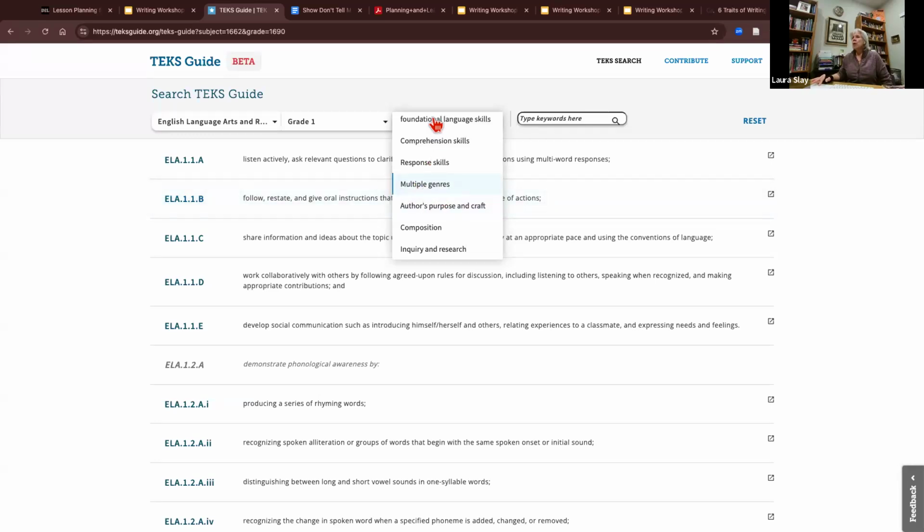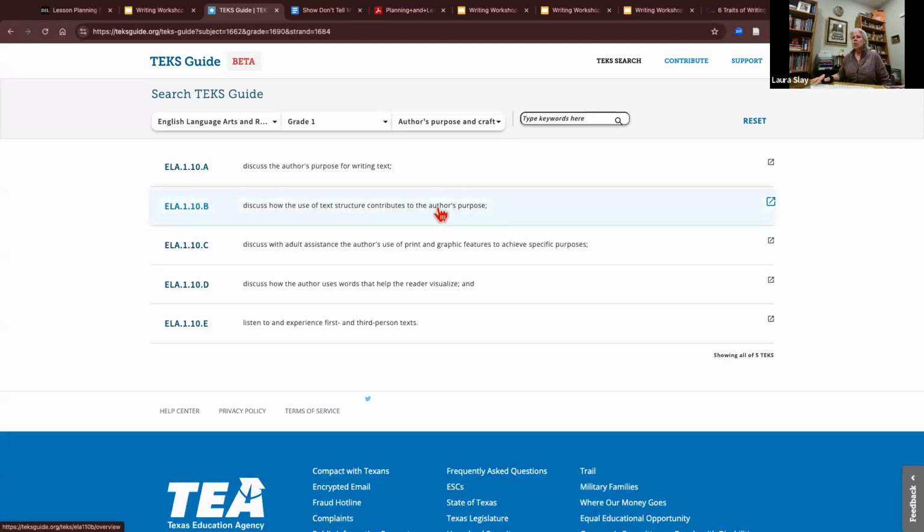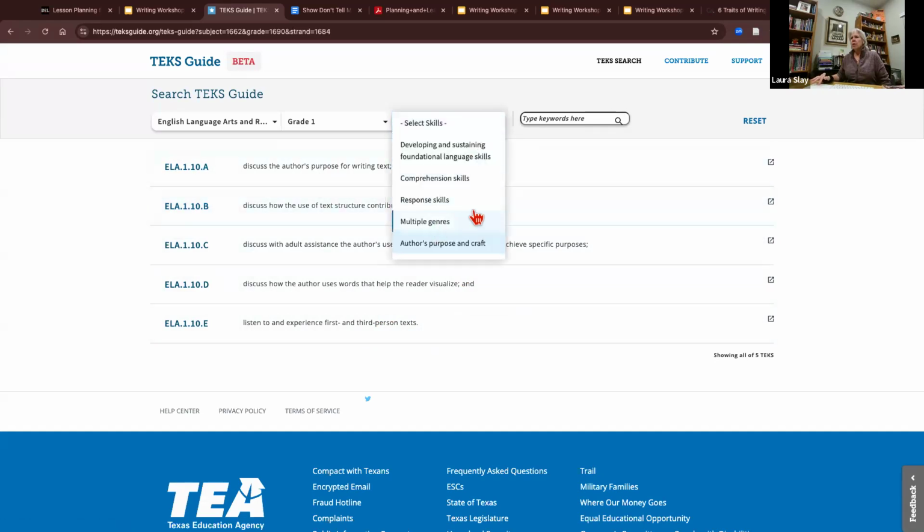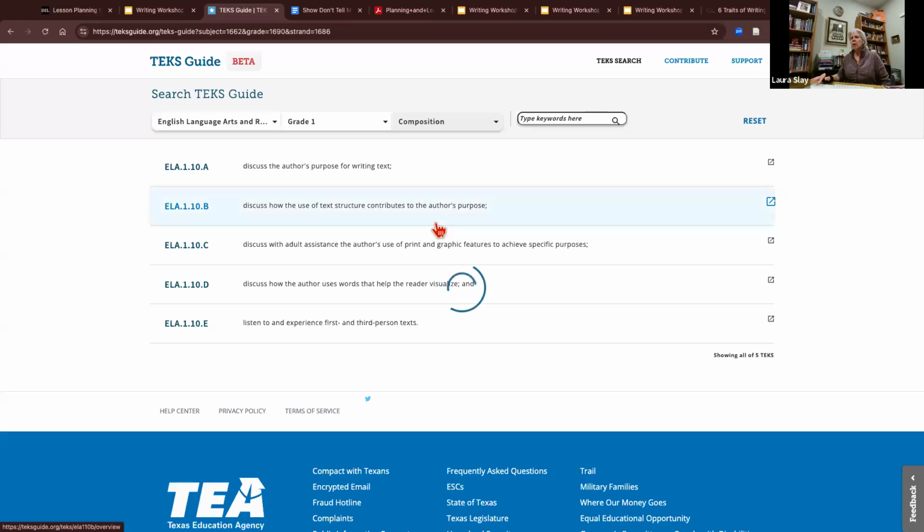This kind of is in between reading genre and writing genre because we write what we read. And so these go hand in hand, but the author's purpose and craft, along with composition, is going to take you into some of the skills that students are going to be doing. So for example, in first grade, they're going to have to work with the author's purpose, maybe writing in first or third person. Let's see what else we can move into. Let's go into composition and see what else they bring up.